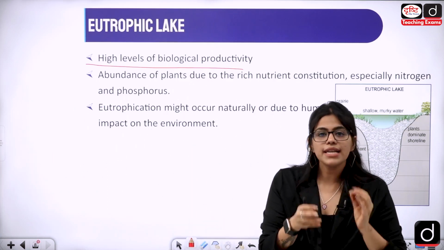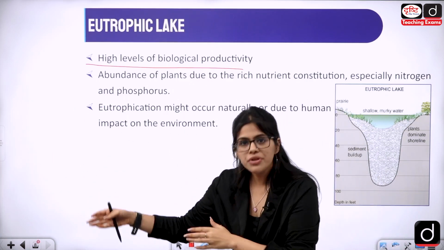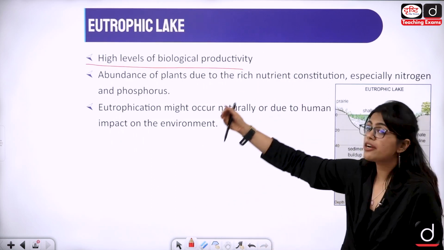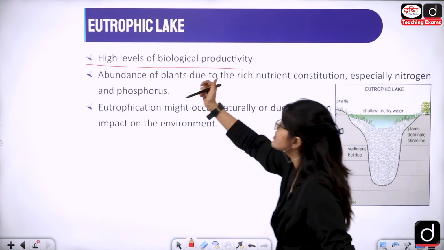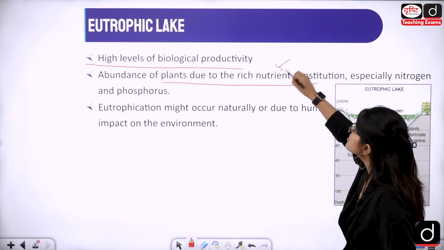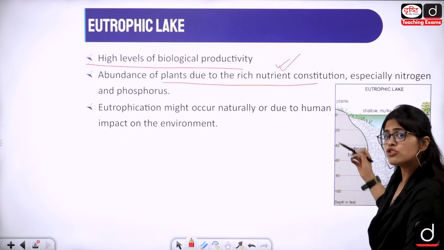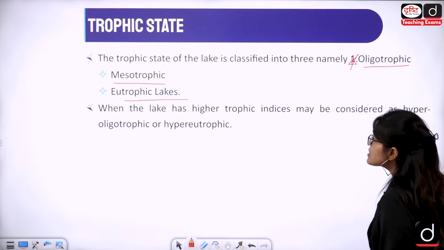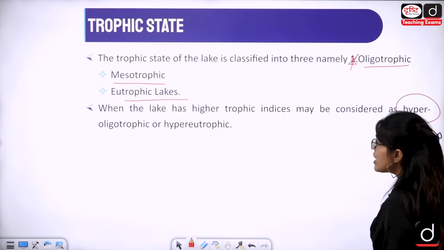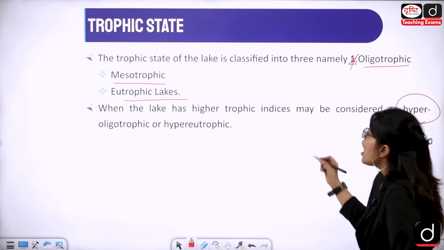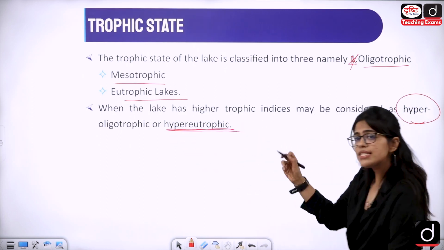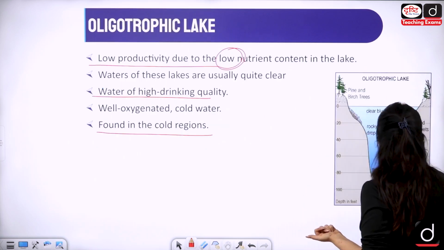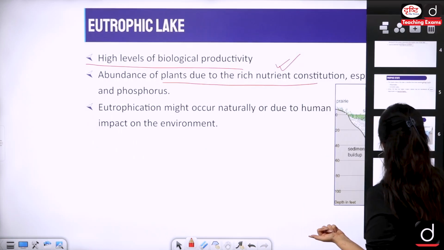A eutrophic lake is a lake where there are high nutrients, where you have high levels of biological productivity and abundance of plants due to richness in nutrients. But when the nutrients become too high, you call it what? You call it a hypereutrophic lake. One step further to this would be hypereutrophic lakes. But what would be eutrophication?